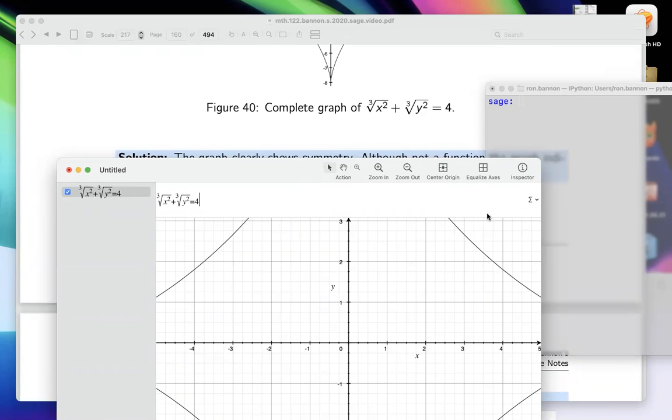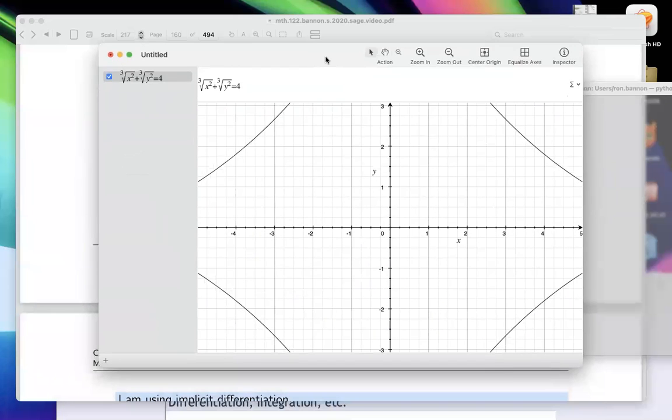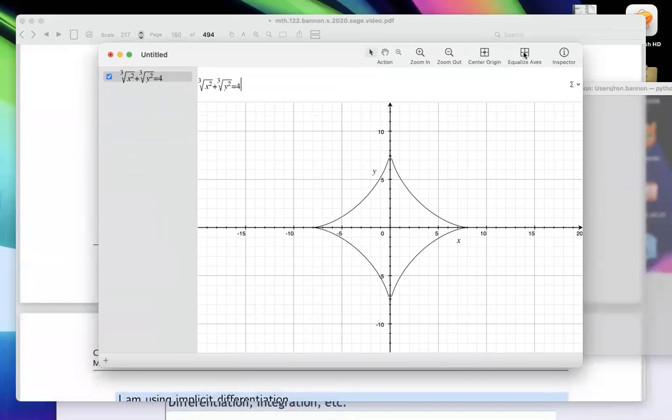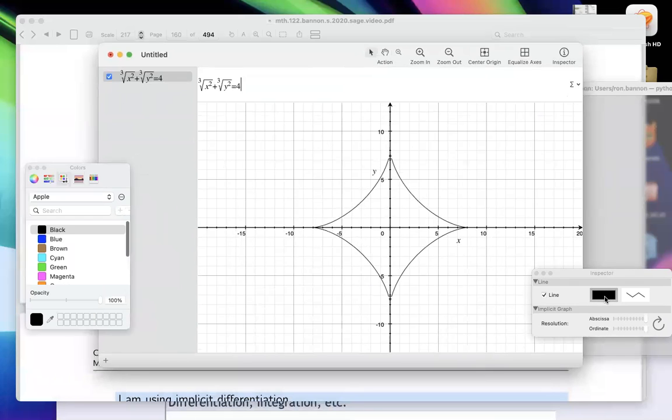I'm just going to, oh, wow, look at that right away. I don't see exactly what I expect, but I'm going to zoom out. And I'm seeing a much better picture. I'm going to equalize axes, recenter the origin. I'm looking at it, and I want to refine it a tiny bit. I'm going to pull up the inspector and improve the resolution of the graph. I'm going to change the color of the graph to green.